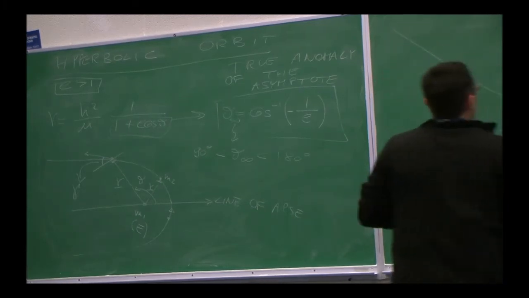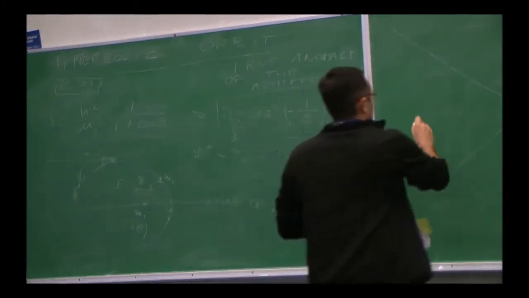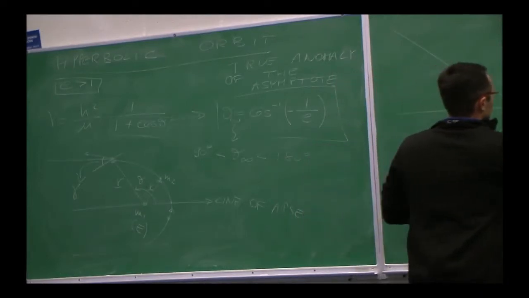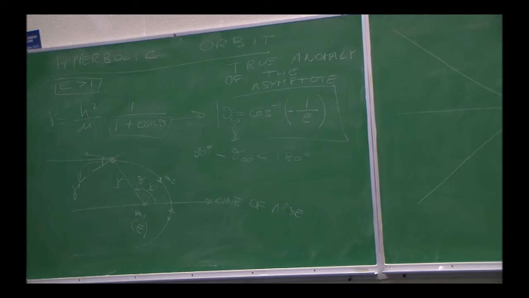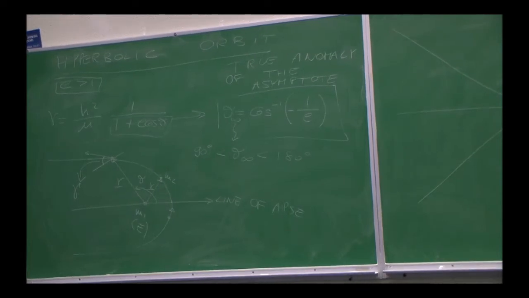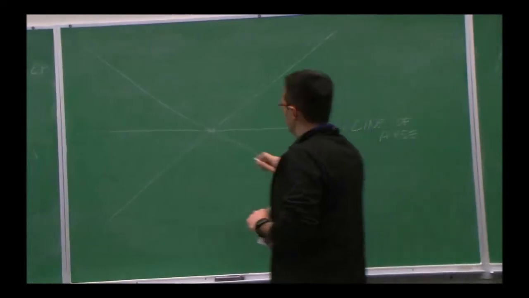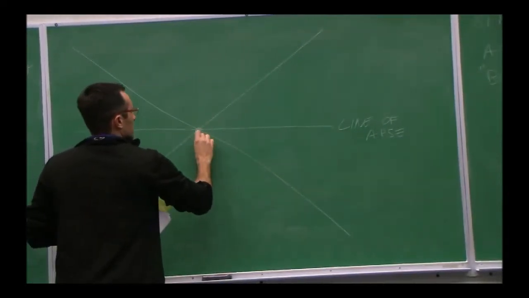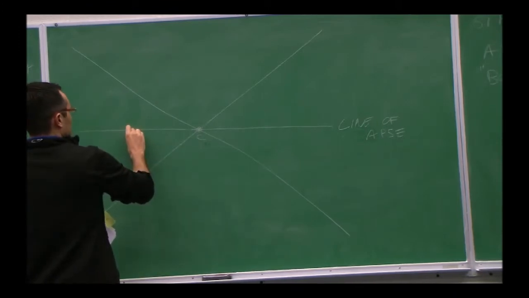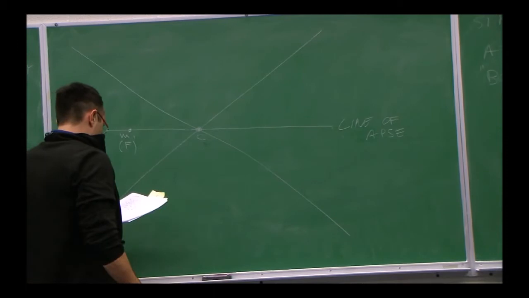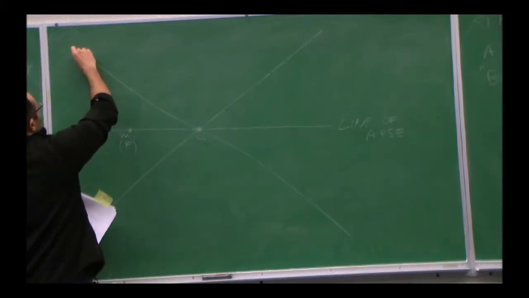So I have the two asymptotes here. This is my line of apsides. This point here in the middle, call it C. The planet is here, M1, we call that point also F. We've done the same for elliptical trajectories. Okay, so this is the real trajectory.